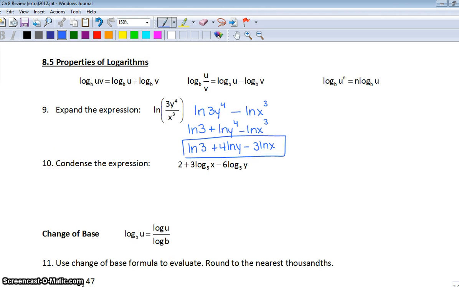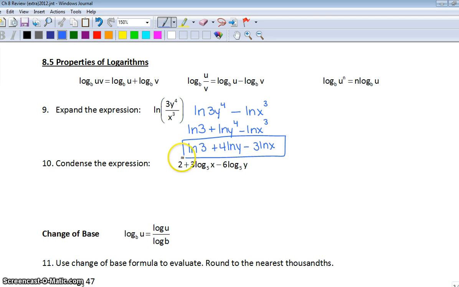Condensing is going the opposite direction, so I've got multiple pieces and I want to condense it into one. So it's going to look like number 9 started. Notice in number 9 I have the natural log only once in the beginning, so when I condense this I should only have my log one time.